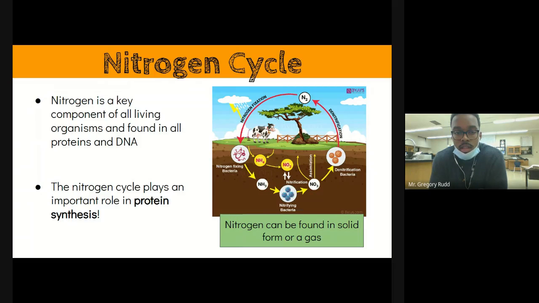Nitrogen is essential to the storage of our genetic information in the form of DNA, and it's also essential to passing on our DNA, and it's also essential to making the proteins that make us who we are, making insulin, making hormones, making melatonin, making all of the proteins and enzymes that we need to survive.